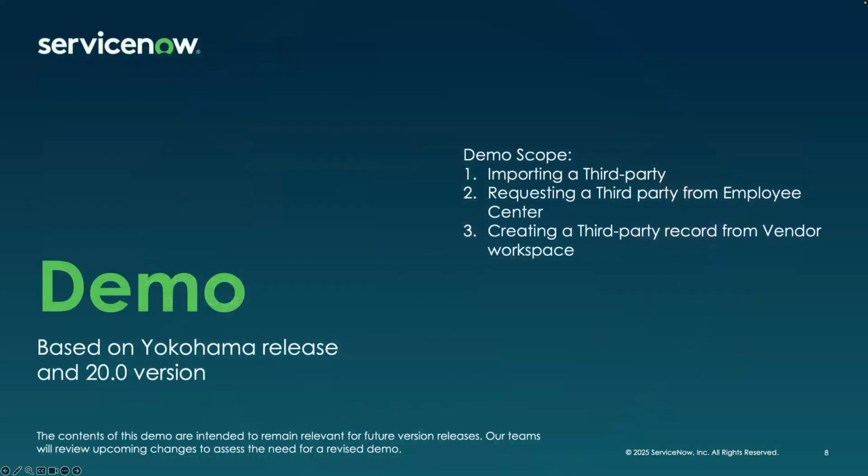All right, now let's move into the practical part of this session, the quick demo. This demo is based on the Yokohama release and the TPRM version used over here is 20.0. First, we'll walk you through importing an existing third party, showing you how to bring in the data from external sources. For example, we'll probably be using an Excel spreadsheet. Next, we'll demonstrate the process of requesting a new third party directly from the employee center. And finally, we'll show you how to create a third party record directly from the vendor workspace by logging in as a third party risk manager.